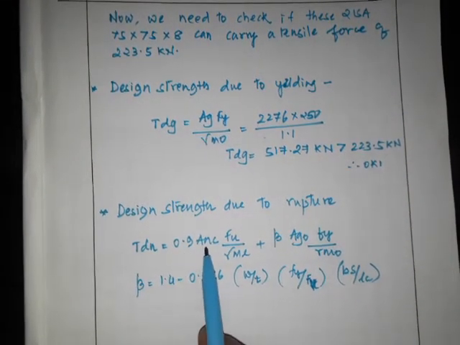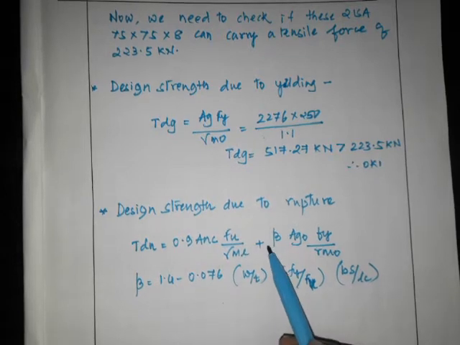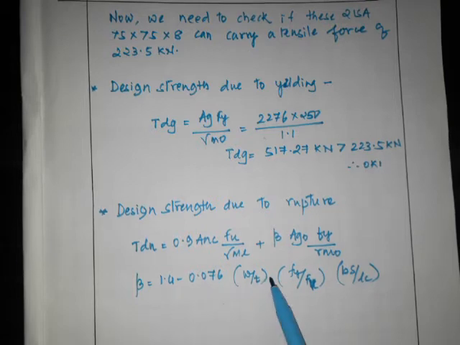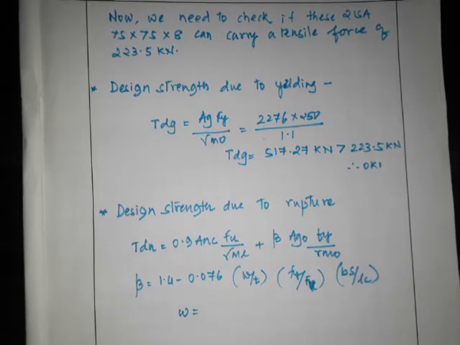Tdn is equal to 0.9 Anc Fu by gamma m1, plus beta Ago Fy by gamma m0. Note down this formula first. Here you have to find the value of beta, which is 1.4 minus 0.076 w by t, Fy by Fu, into bs by Lc. First of all, we have to find what is w. w is the outstanding leg. It is 75 mm, because the angle is like this, and this is connected, so this is w.